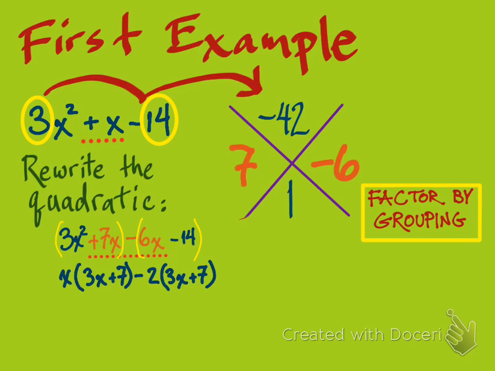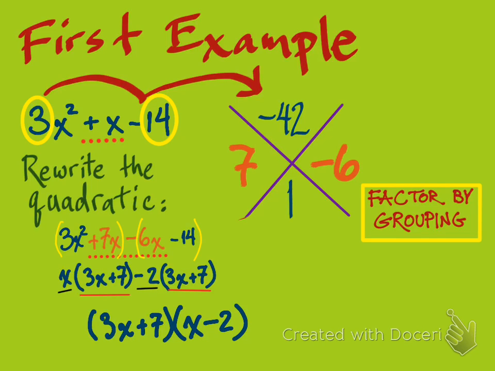You can see that if you multiplied it through, you'd end up with what we started with, so that's kind of the check. But now we're almost done. You finish that up. There's our common factor, 3x plus 7 now. We take that out of each one of those terms, and you're left with x minus 2. So that's the factorization of that tricky quadratic, 3x squared plus x minus 14.